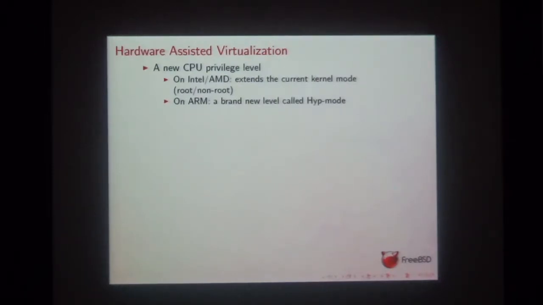In ARM, basically a new privilege level is created called HYP mode. In ARMv7, it's called HYP mode. In ARMv8, it's called EL2, so exception level 2. This is why you saw some HYP structures in Alex's talk. They were taken from the ARMv7 port.